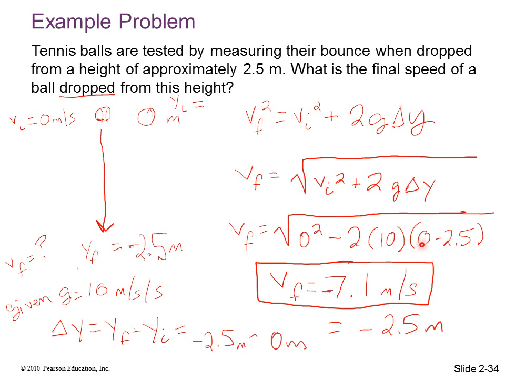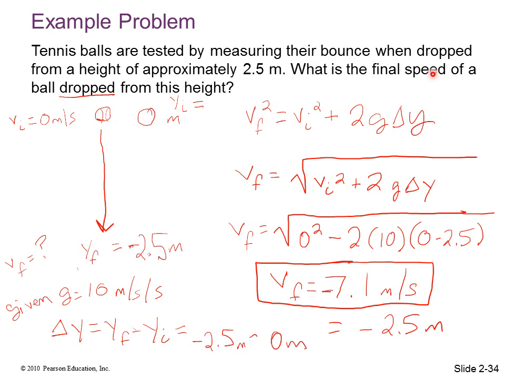Over here, delta y is final minus initial. You notice I've done the work down here. Final minus initial is negative 2.5 minus 0 meters. So my delta y is negative 2.5, and I will take the square root of that. I want you to notice, since it's under a square root or radical, you're going to get a number, a magnitude. And for this particular equation, you are going to have to write the correct sign on the velocity by looking back at the problem.